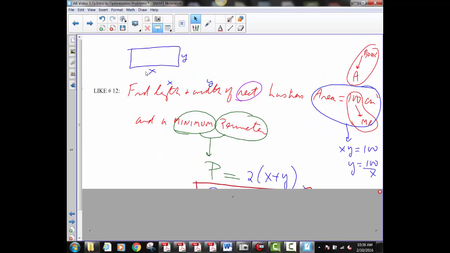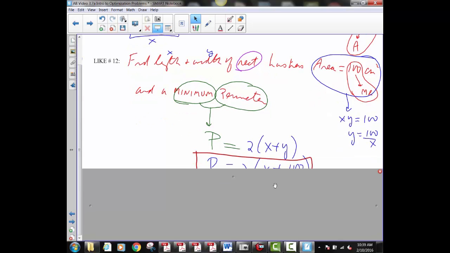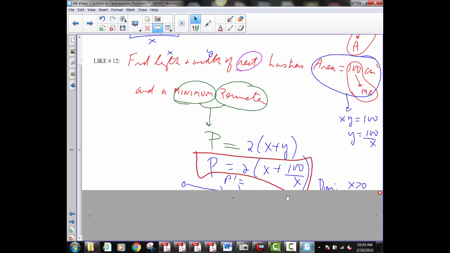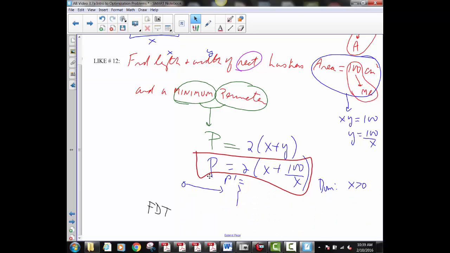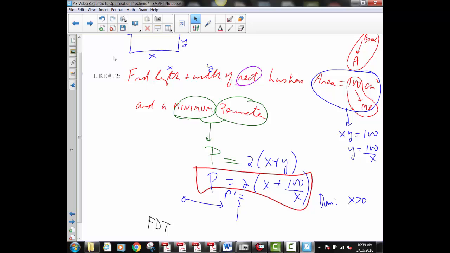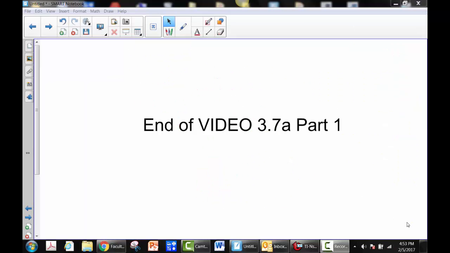So area, of course, of the rectangle is X times Y. If X times Y is 100, Y is 100 over X. And now you can replace Y by 100 over X. That is your equation in 2 variables. Your domain, obviously X has to be positive. It's not going to be a negative length. And then etc. Once you have the function and the domain, I'm really not interested anymore. The rest is old stuff. This is the hard part, getting the correct function and the correct domain. And that's the end of video 3.7a, part 1.